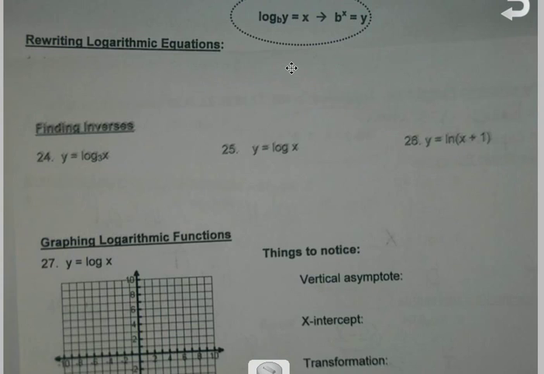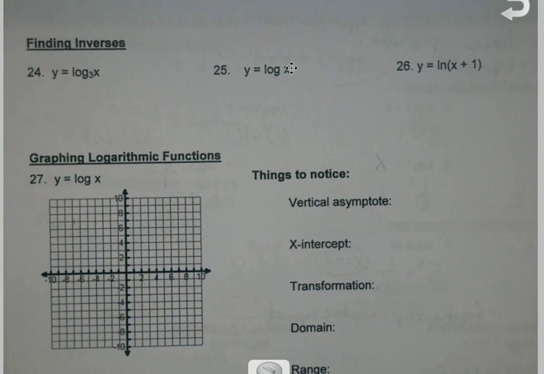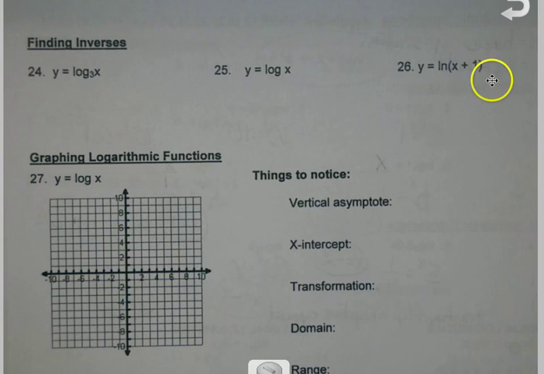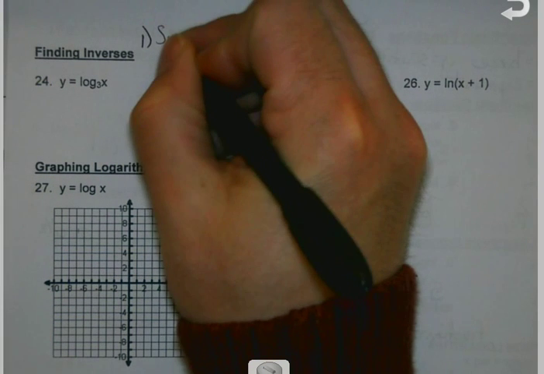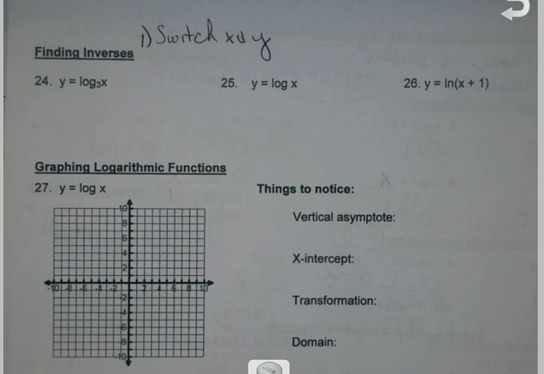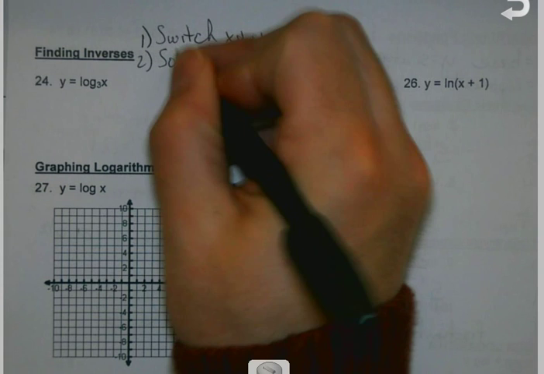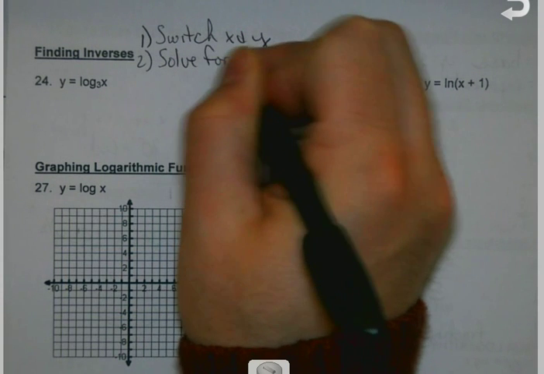So, as we head to the back, okay, finding inverses. We've done this before. We haven't done it with logs, but we've done it before. So just like always, when we're doing an inverse, I'm going to switch the x and y. I'm going to swap them, and I'm going to solve for y.